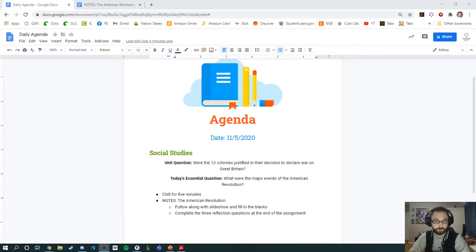So, our unit question, which we'll be wrapping up in the next week and a half, is: were the 13 colonies justified in their decision to declare war on Great Britain? Okay. Today's essential question, we're looking at the major events of the American Revolution. So, what are those events? What were the major events of the American Revolution?